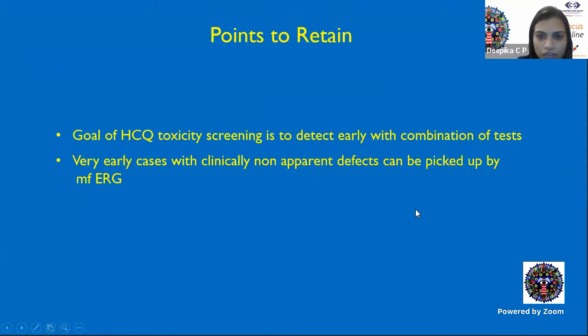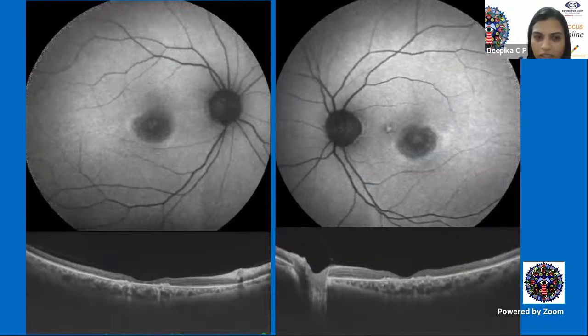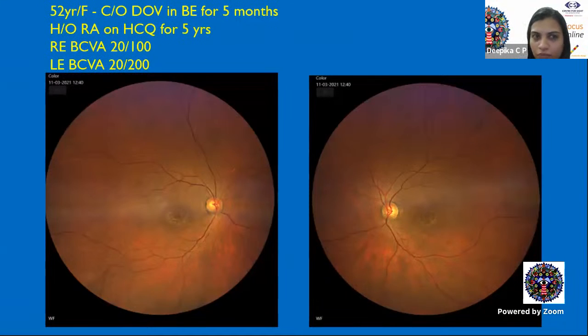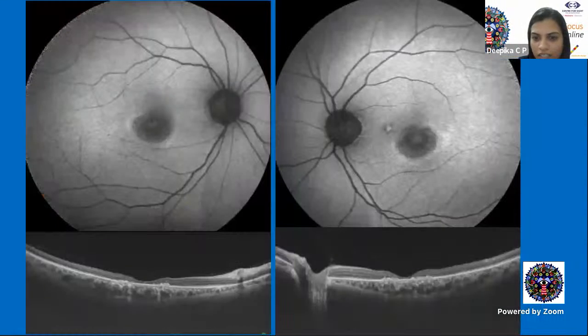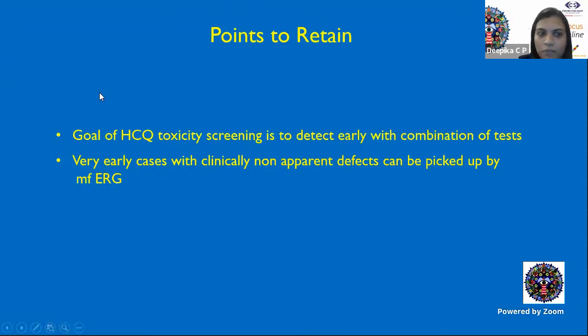So just the points to retain from the HCQ toxicity is that, whatever we saw in the usefulness of multifocal ERG, the goal of HCQ toxicity screening is to detect early with a combination of tests. We have to prevent these kinds of side effects where patients will come with advanced loss of vision. And as Dr. Sen also highlighted, it will not be reversible even after stoppage of the drug. And very early cases with clinically non-apparent defects can be picked up in a very good way by multifocal ERG.